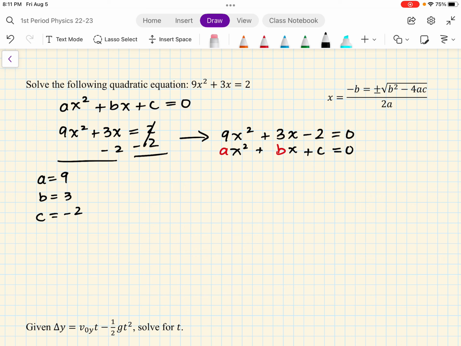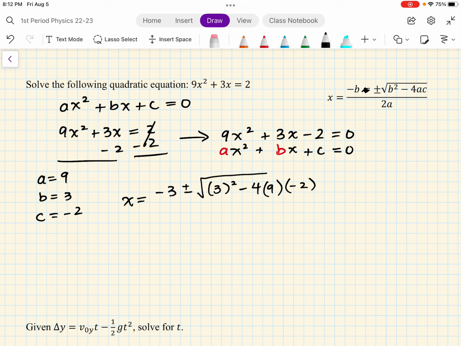Then you literally just plug it in. So x is equal to negative b, so negative 3 plus or minus. Oh, I have an equal sign here that is not supposed to go. Don't pay attention to it. That was my bad. So that'll be b squared, so that's 3 squared. I'll add the square root sign later. Minus 4 times a, which is 9, times c, which is negative 2.